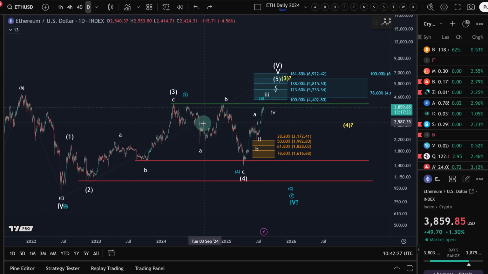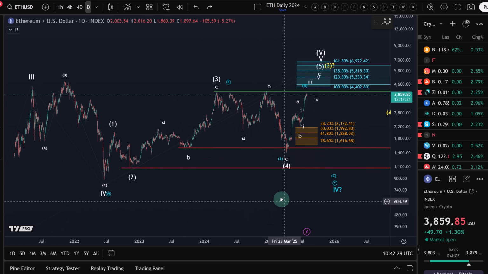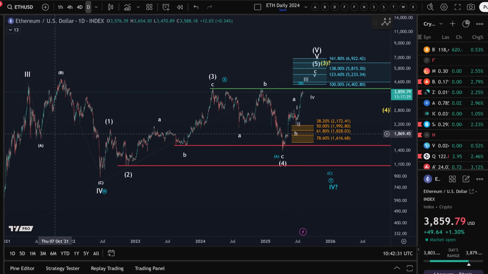Now it could also be, and that's just something else I haven't shown here, I think I have it on my larger time frame chart, on the weekly chart, this could be a triangle.